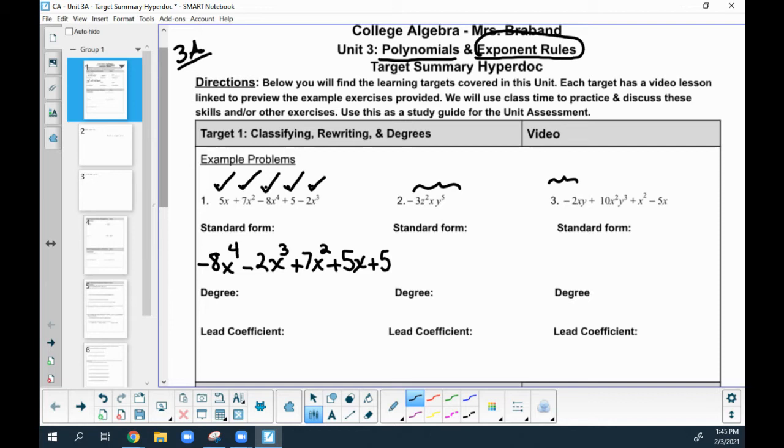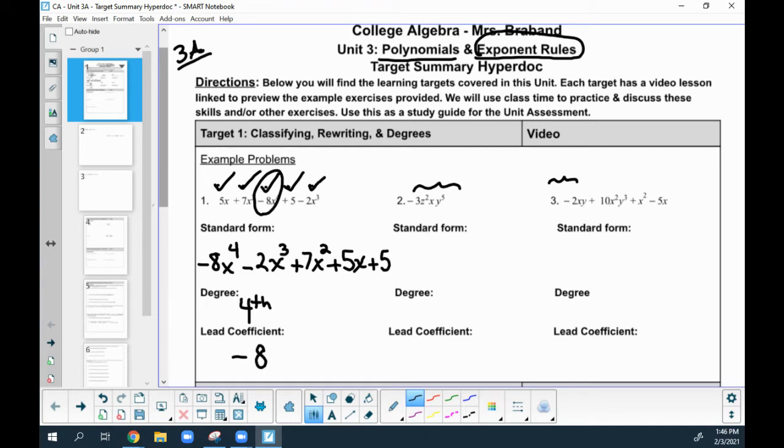Once you've got it in the right order, and even before, to be honest with you, as long as you understand the highest power, which again was this one, that's the degree. So this is a 4th degree polynomial. The lead coefficient is the number that sits in front of that high power. So in this case, the lead coefficient is -8.